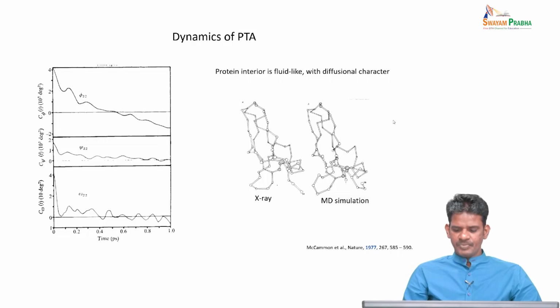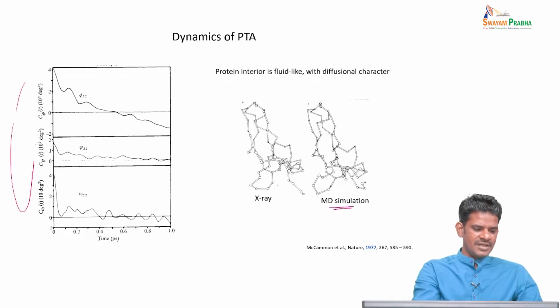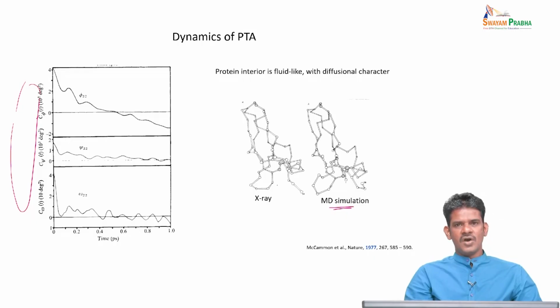So people did MD simulation of such a protein, and what was found is that what you see on the left-hand side, all these graphs, are basically correlation functions, and you can see these correlation functions decay. When a correlation function decays in a very short time scale, like picoseconds, it basically means that the interior of the protein is liquid-like or fluid-like.